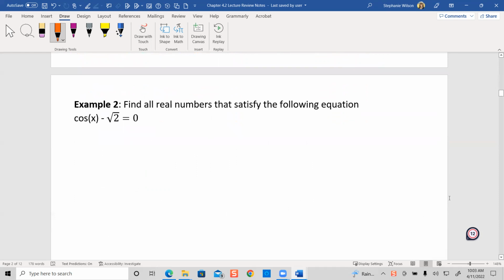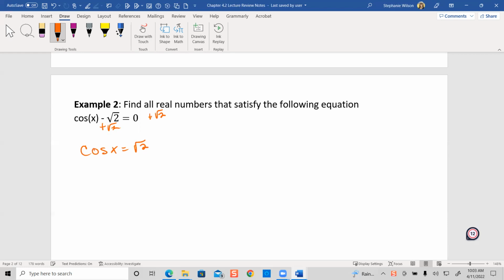Let's solve for example 2. Find all real numbers that satisfy the following equation. So in order to do this, we need cosine x by itself. So I'm going to add this square root of 2 to both sides. So now I get cosine of x is equal to square root of 2.